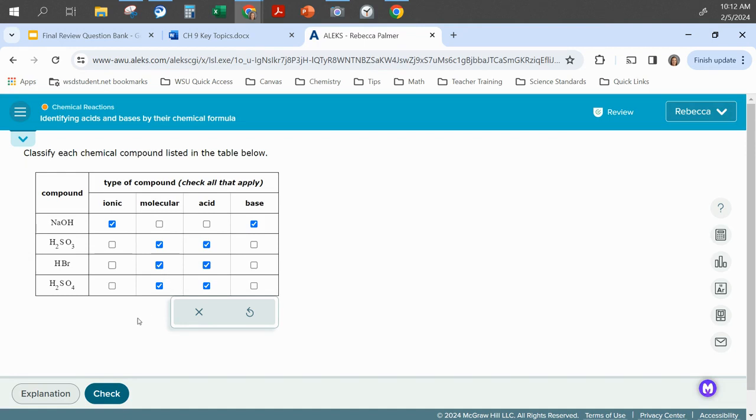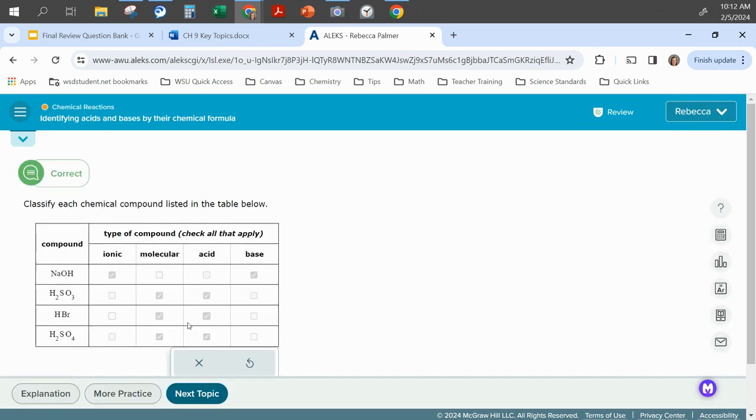Okay, questions on that? You think you could do that? Make sure that you don't click more than 2 boxes. And if it can be ionic and not be an acid or a base, then don't put it in that category. If it's just ionic, all right.